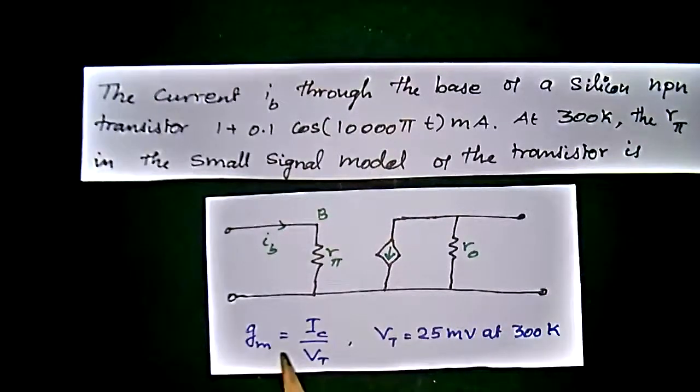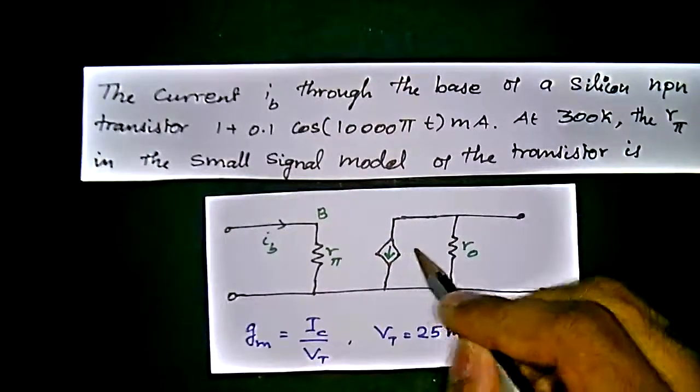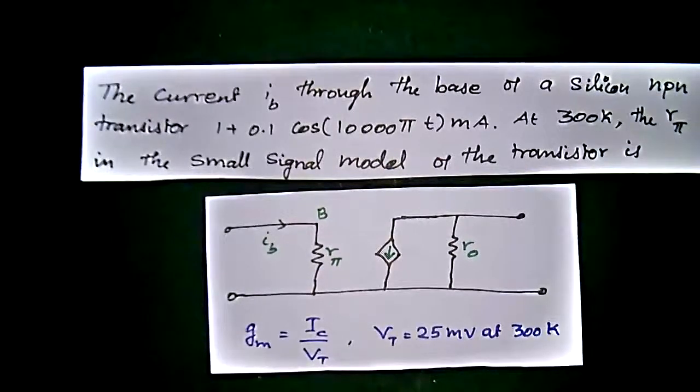So the result of that is GM, the transconductance, which is equal to IC divided by VT. VT is 25 millivolt at 300 Kelvin. It is already known from research and by many experiments on NPN transistors made of silicon, which give the thermal voltage at 300 Kelvin as equal to 25 millivolt.